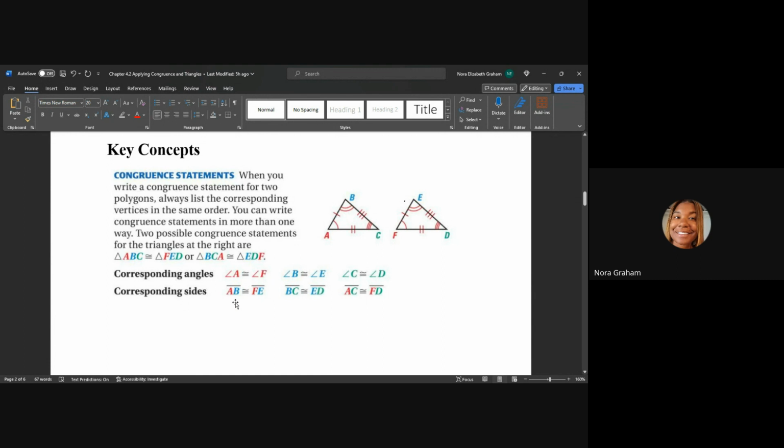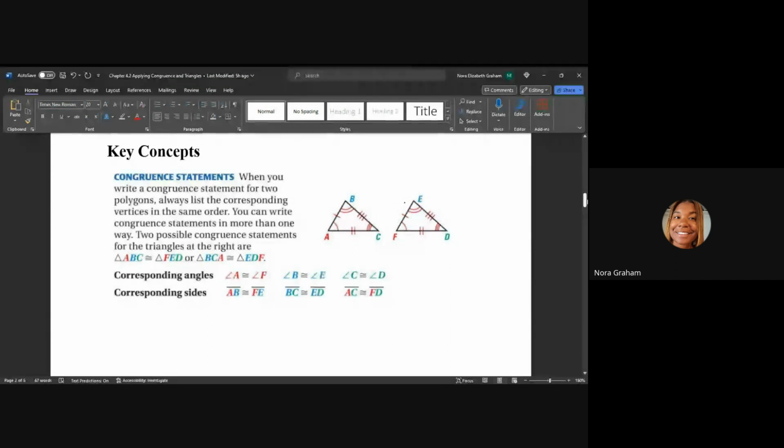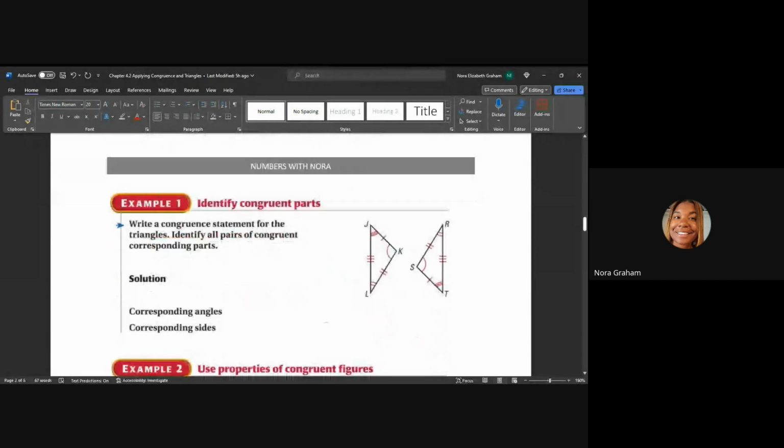Now, when it comes to our sides, order does matter. So when I say side AB is congruent to side FE, that order of F to E and A to B does matter. And then again, AC and FD are congruent, BC and ED are congruent as well. Okay. So let's jump into our first example.